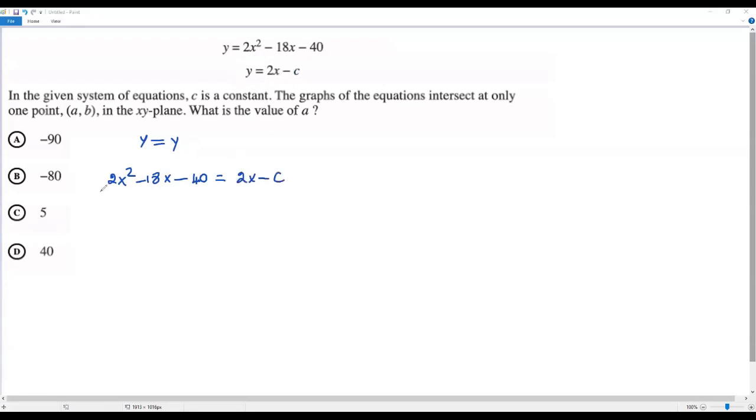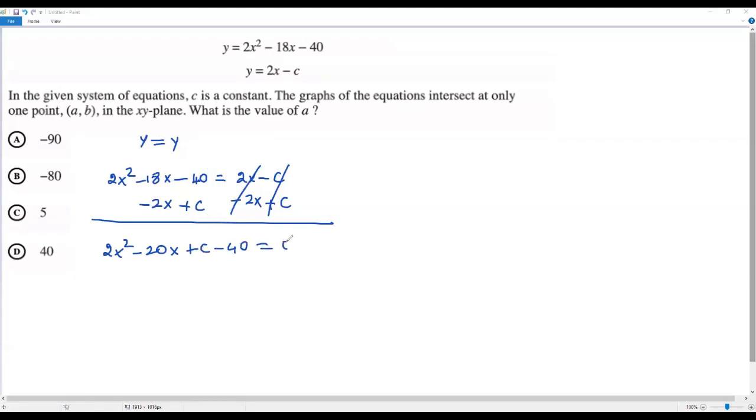Now it's actually a quadratic equation. To get the quadratic equation in standard form, we have to write everything on the left side so that the right side is 0, so that we can solve it. To make the right side 0, I subtract 2x from both sides and I add c to both sides. When I do so, the positive 2x and negative 2x cancel. The same thing over here. I get 2x squared minus 20x minus 40 plus c, or it can also be written as 2x squared minus 20x plus c minus 40 equals 0. Now I have the quadratic equation.